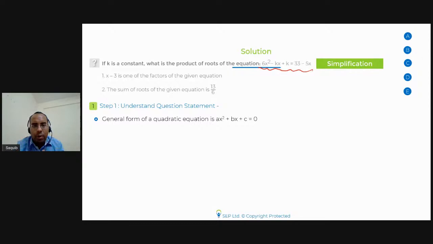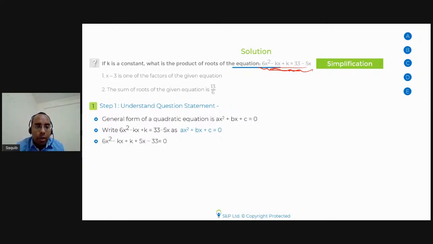If you see a quadratic equation, what you really need to try and do is express whatever expression is given to you in the form of ax square plus bx plus c. Try and do that somehow. So if you're given 6x squared minus kx plus k plus 30 is equal to 33 minus 5x, just make sure that you write it in this form.